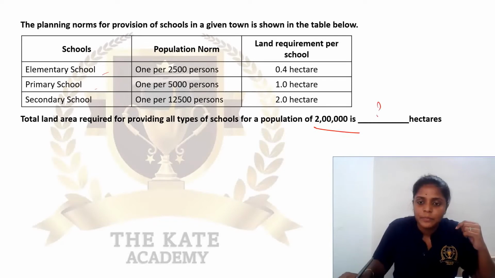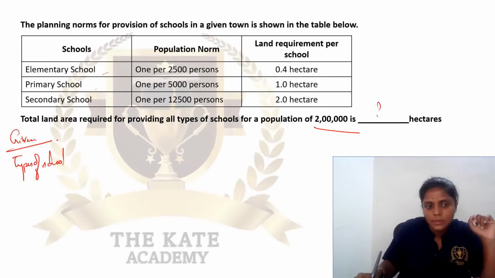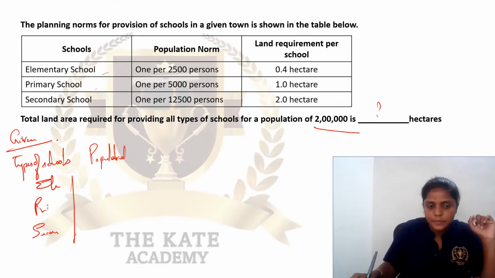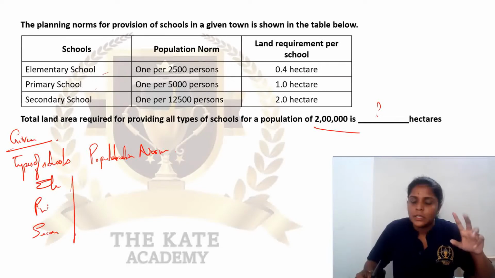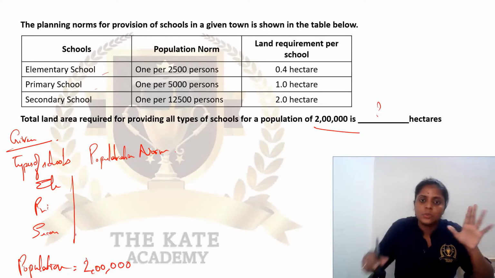Okay. So let us first write what they have given. So now they have given types of schools, which is elementary, primary, secondary, and they have given the population norm. So that means the total population is 2 lakh people. Okay, they have given that also. Population is equal to 2 lakhs.